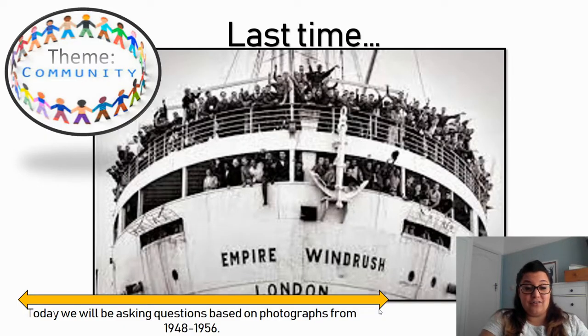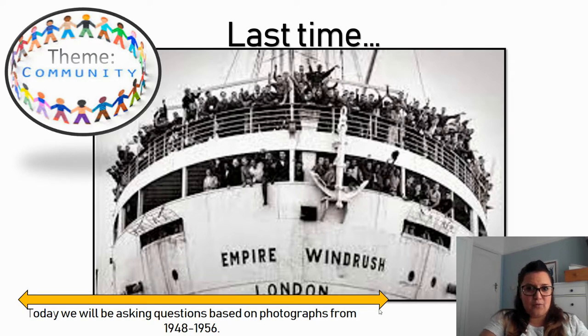Last time we finished our session by looking at this image here, the image of a ship known as the Empire Windrush. And we also talked about that theme that's running through these series of lessons, the theme of community. Today we're going to be looking at this picture in closer detail, as well as a series of others, all photographs based and taken between the years of 1948 to 1956.